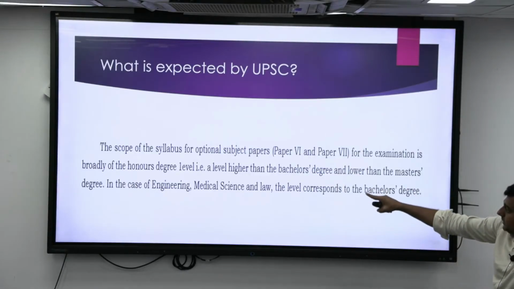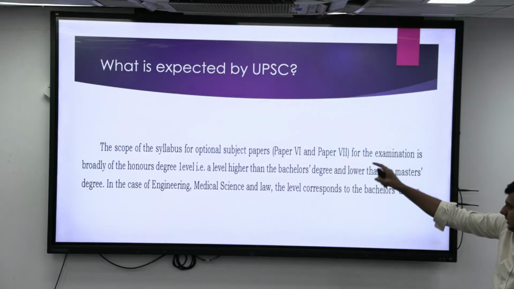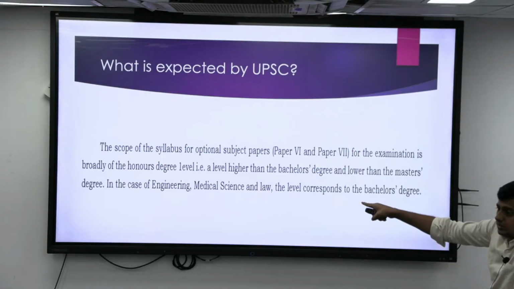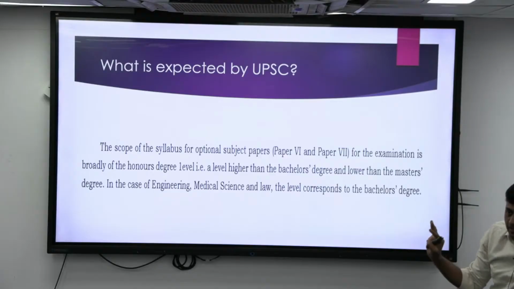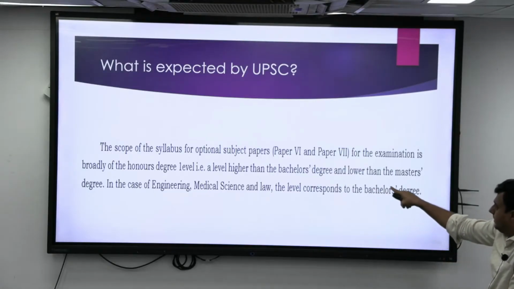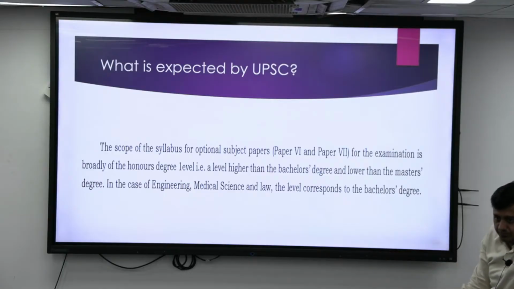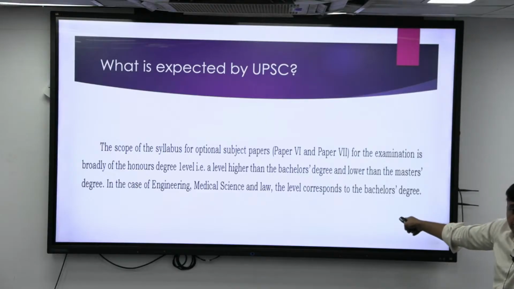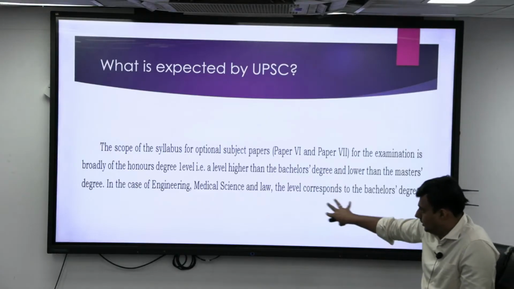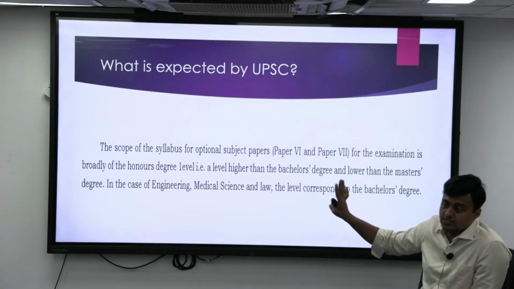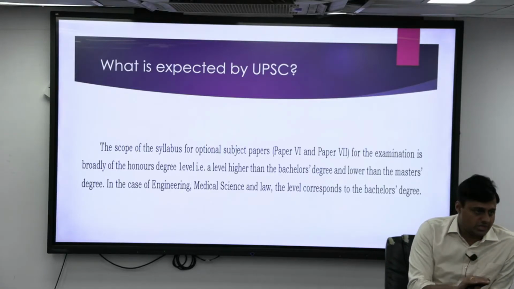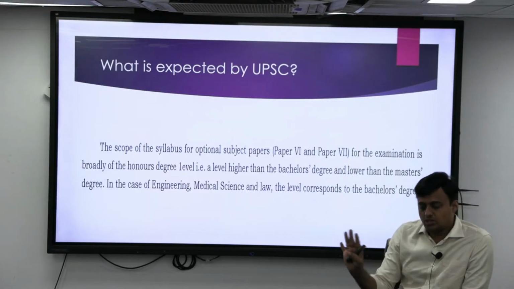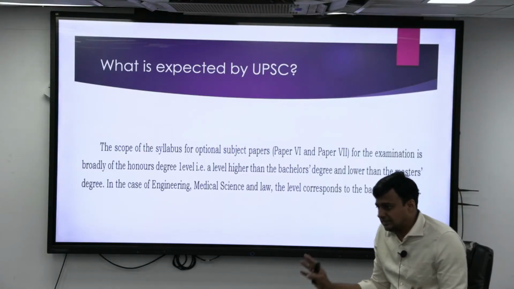The scope of the syllabus for optional subjects, meaning your papers 6 and 7, is broadly of honors degree level. Honors degree means one level above your UG, undergraduation. That is a level higher than bachelor's, lower than master's. But in the case of engineering, medicine, law, the level corresponds to bachelor's degree. You leave out that last sentence, it doesn't apply to us. The first sentence means that, like what you have in your UG graduation, you need to have a hold a little above that. But mostly you can assume it is of your PG level. It's somewhere between honors and PG.